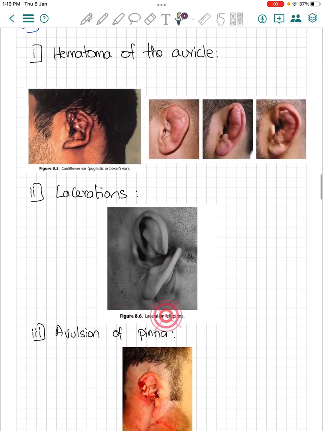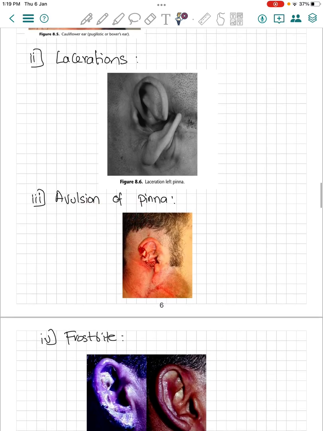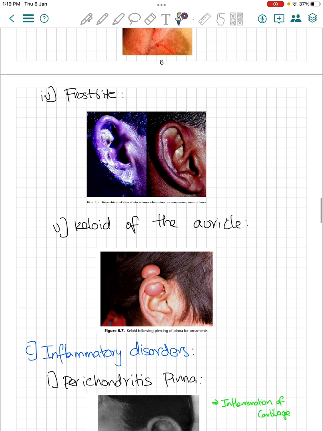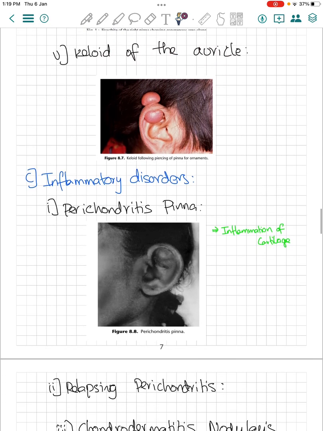There may be laceration due to trauma. There may be avulsion, where part of the pinna is disturbed or torn. Then there is frostbite due to very cold conditions. The subcutaneous tissue becomes necrotized. There are multiple stages like edema and necrosis in frostbite. Then there may be keloid of the auricle; ear piercing or any injury causes keloid in some people. This is the keloid. Okay. This is due to overaction of the granulation tissue or something else.